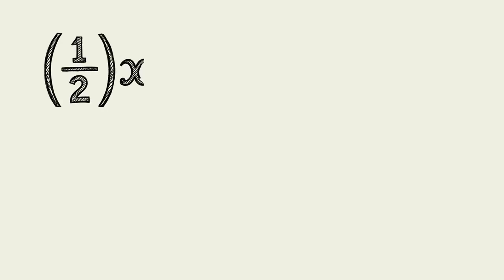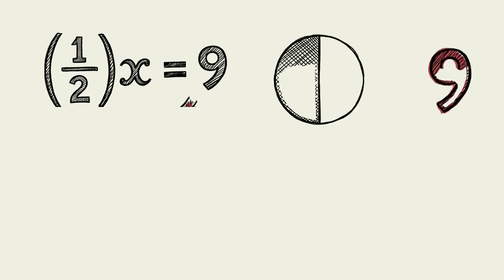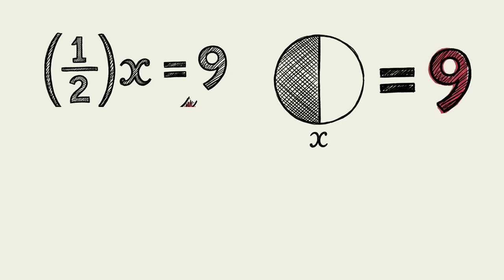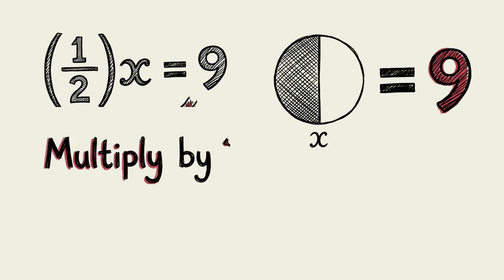Now consider fractions. 1/2 x equals 9. This means half of x is 9. If half is 9, what must the whole be? 18. Algebraically, we divide both sides by 1/2. Dividing by 1/2 is the same as multiplying by 2.